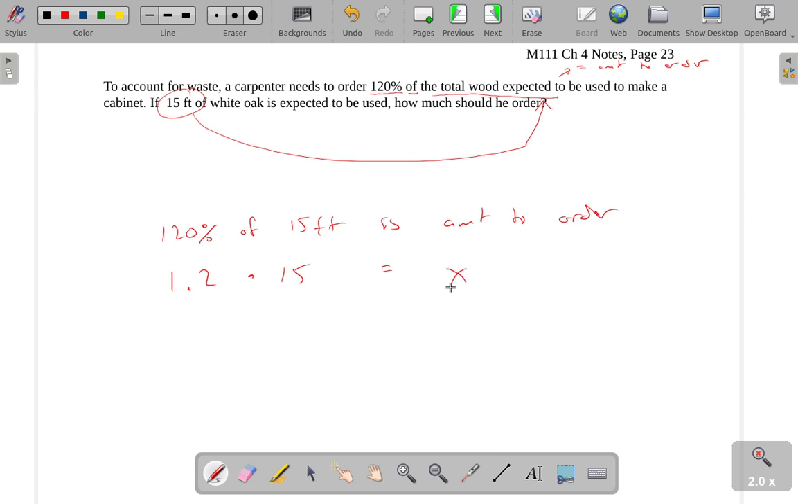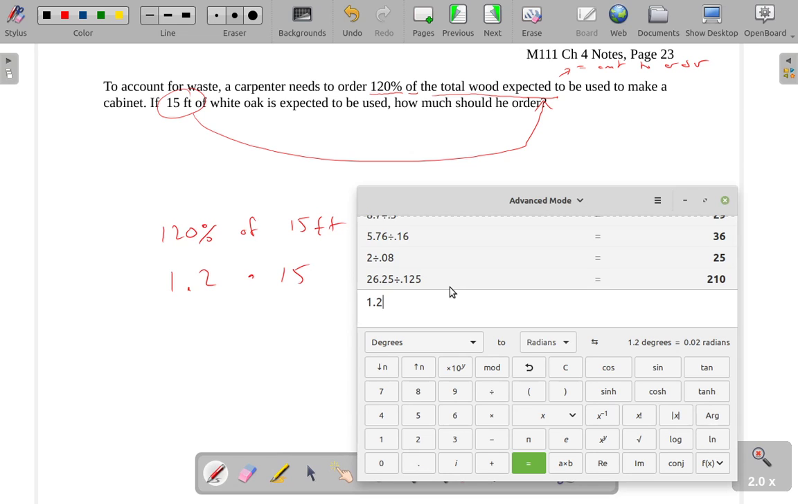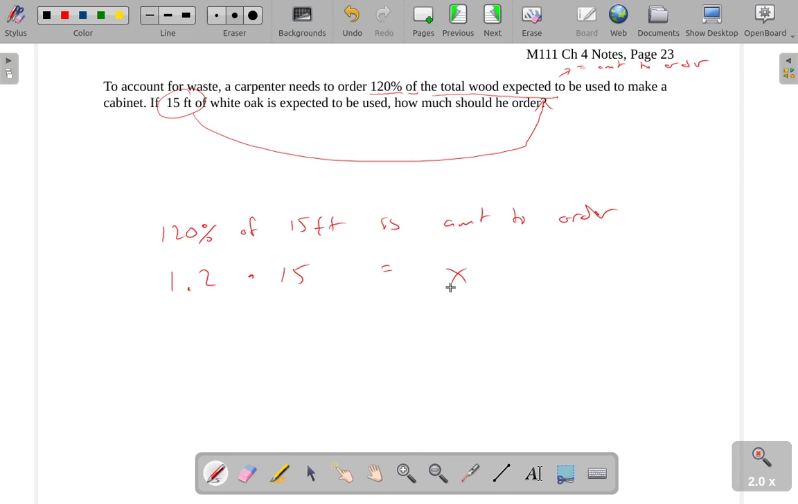And you can see there's actually not a whole lot to do in this problem once I've done that translation. I'll just go ahead and do 1.2 times 15, which gives me 18. So you'll want to order 18 feet. 18 board feet, or I don't know exactly, 18 feet by a certain width, whatever it ends up being.